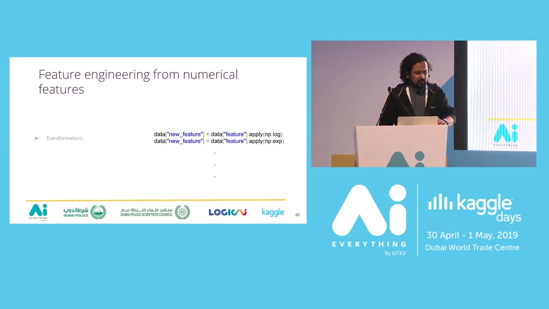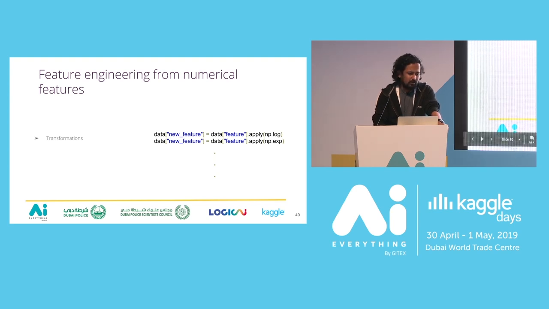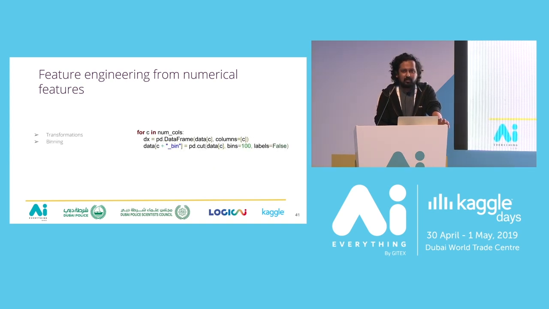For numerical features, you can go for some kind of transformations. You can add as many transformations as you want. You can go for binning. Here I'm dividing data in every column into 100 bins, and then my new feature is just the bin number. You can also do the bin number or just the bin count, these kinds of things.